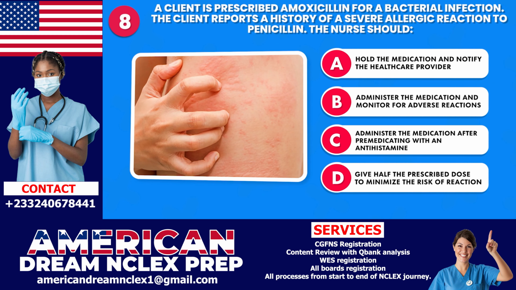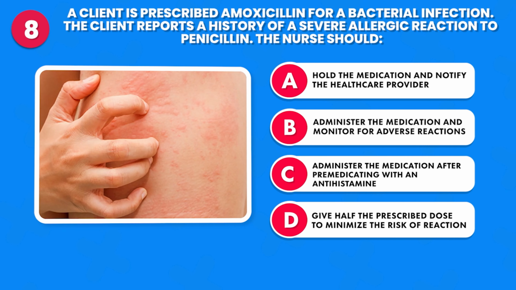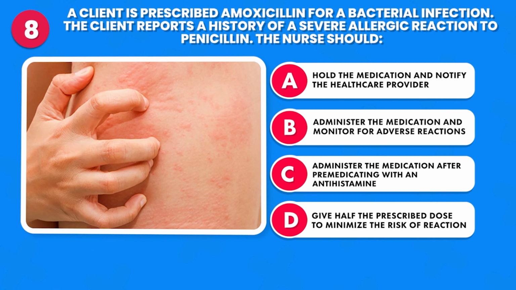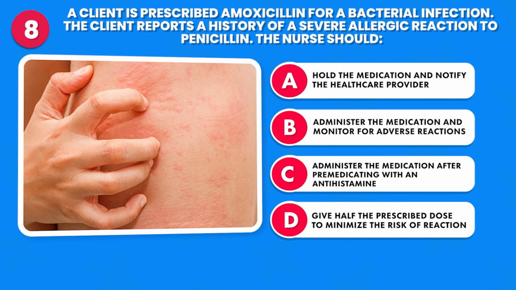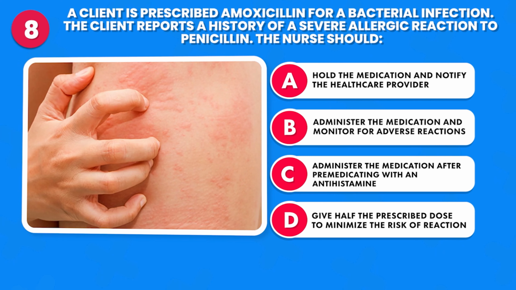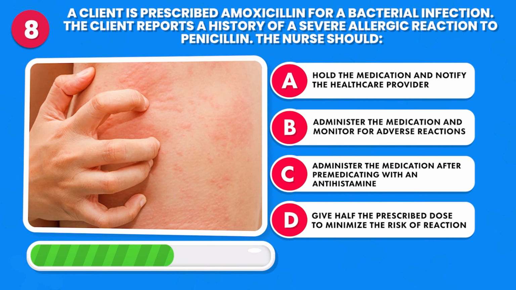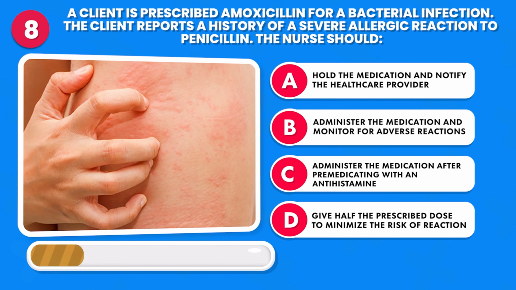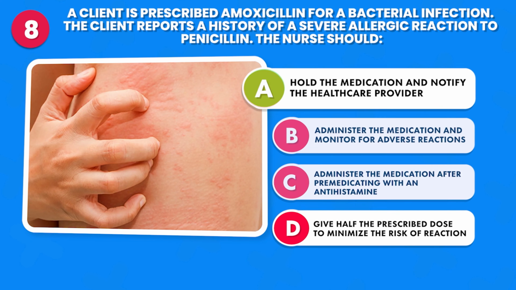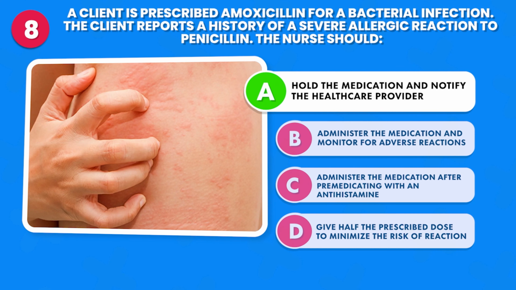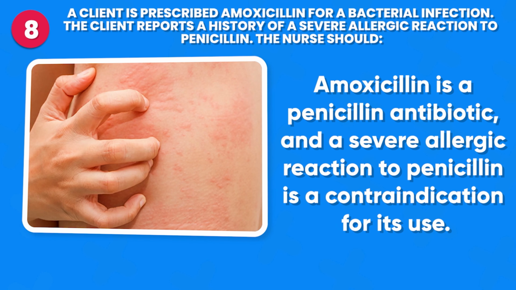A client is prescribed amoxicillin for a bacterial infection. The client reports a history of a severe allergic reaction to penicillin. The nurse should: A. Hold the medication and notify the healthcare provider. B. Administer the medication and monitor for adverse reactions. C. Administer the medication after pre-medicating with an antihistamine. D. Give half the prescribed dose to minimize the risk of reaction. It's A. Hold the medication and notify the healthcare provider. Amoxicillin is a penicillin antibiotic, and a severe allergic reaction to penicillin is a contraindication for its use.